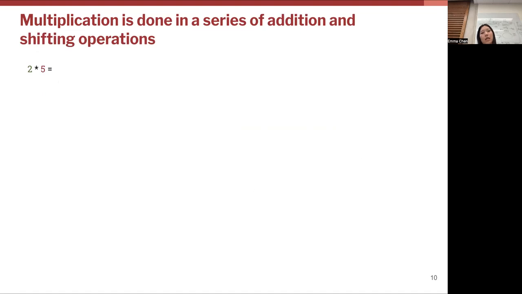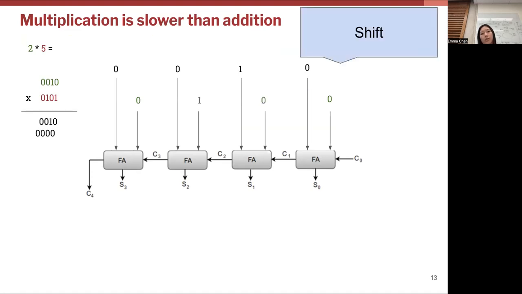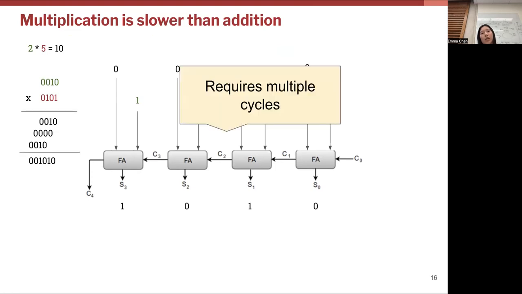So going back to the example of 2 and 5, instead of doing 2 plus 5, we're going to do 2 multiplied by 5. We have the binary here. This detail is not important, but what I want to show is that we will have to go through a series of addition, shifting, addition again, in order to achieve the final result. So the key takeaway is multiplication requires multiple cycles, and compared to addition, it's just more expensive.